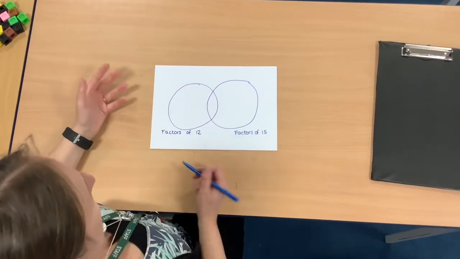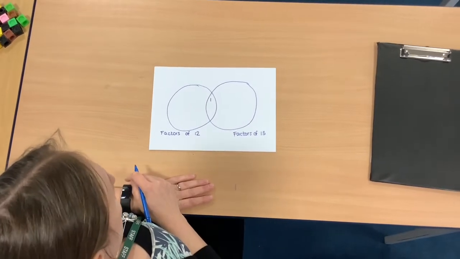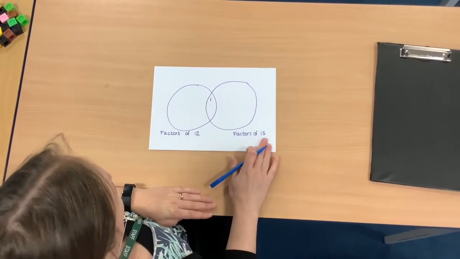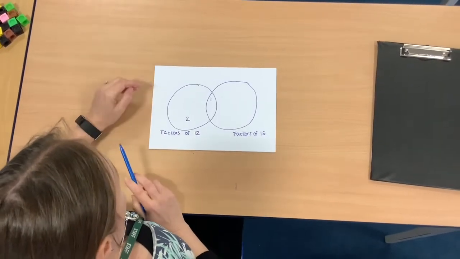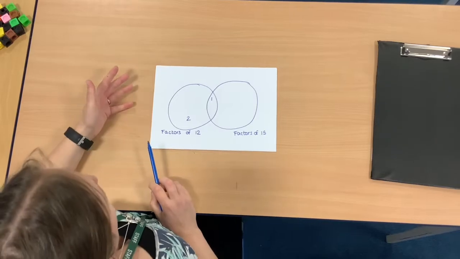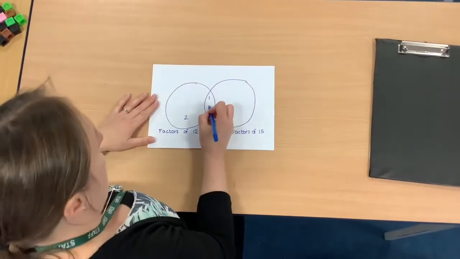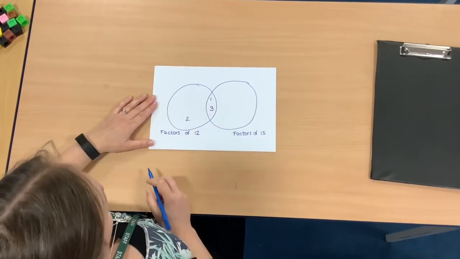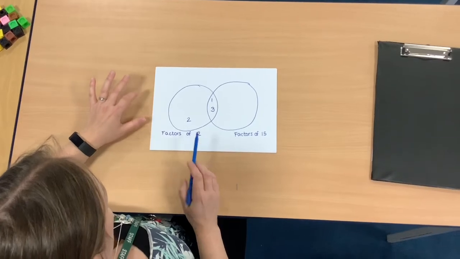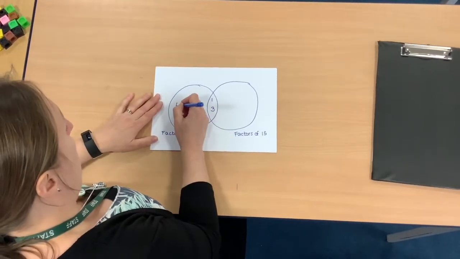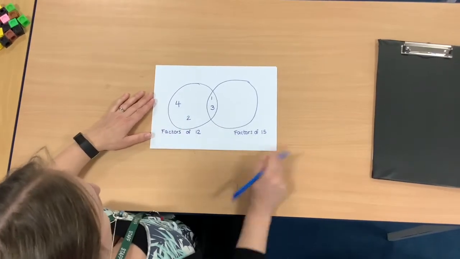So number 1, well, we know that 1 is a factor of every number, so we're going to put it in the middle. 2, well, 12 is even, 15 isn't, so 2 is only going to be in factors of 12. 3, well, if I count up in threes, 3, 6, 9, 12, 15, it's in both of them. 4 is a factor of 12, 4, 8, 12. So I'm going to put 4, but it's not a factor of 15 because we'd get to 16, wouldn't we, next?